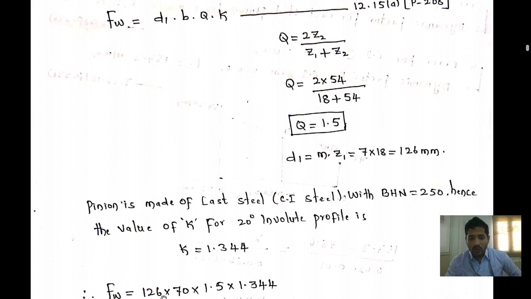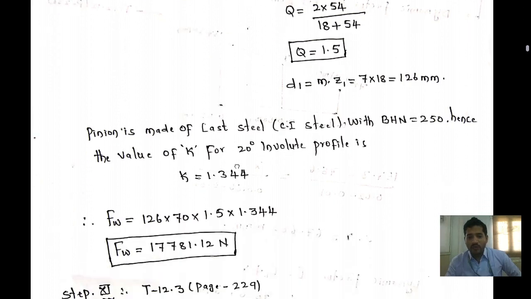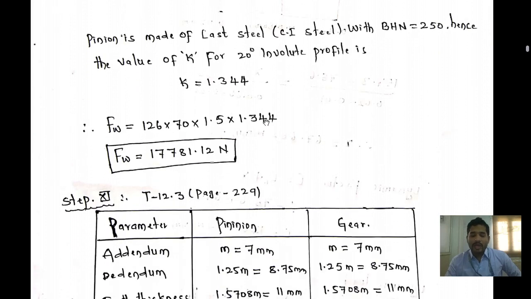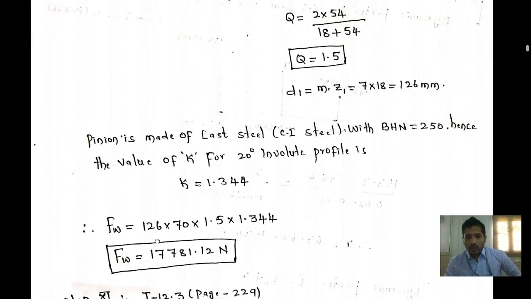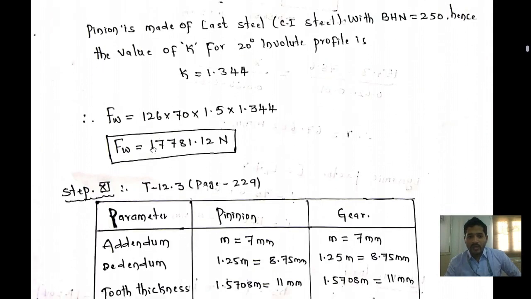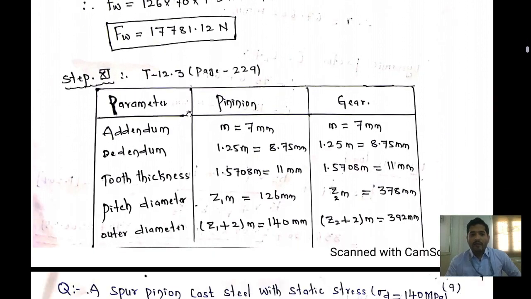D1 is 126, into B, which is 70. Okay, and the Q value we got here is 1.5, and K is 1.344. If you multiply with the help of a calculator, you will get the wear load value as 17781.12 newtons.